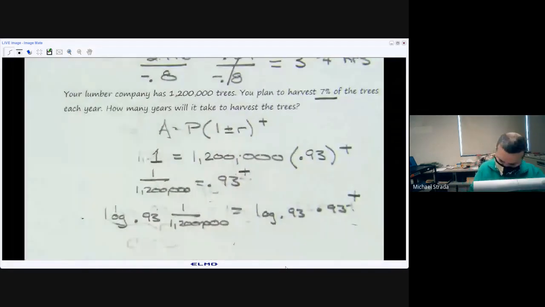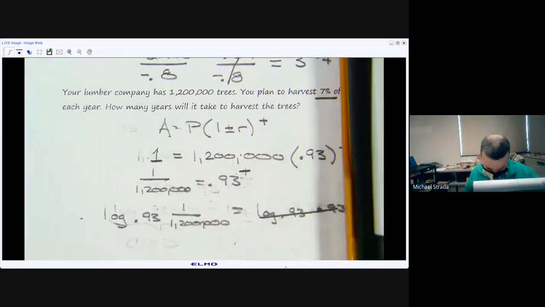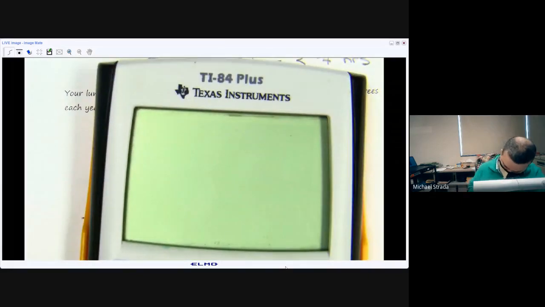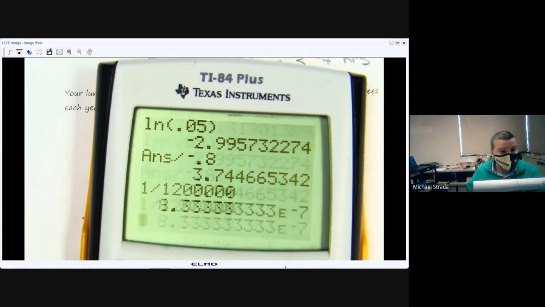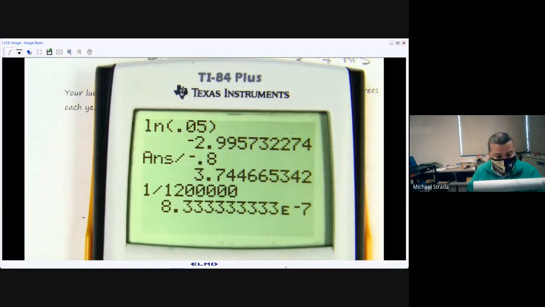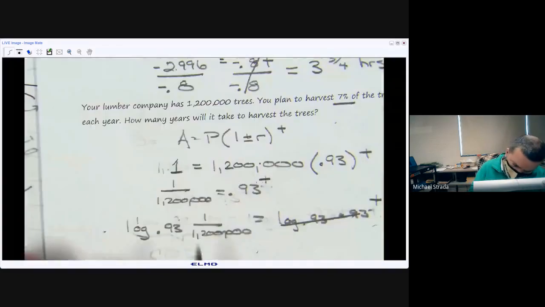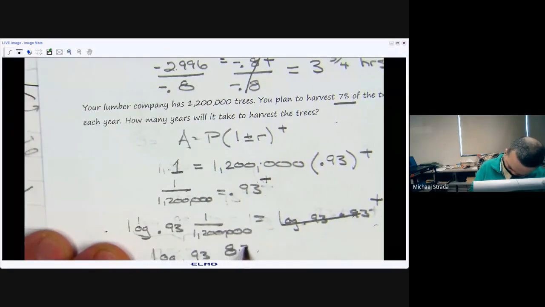On the right-hand side, of course, it will cancel out. If I go to my calculator and do the log 0.93 of 1 over 1.2 million, I would start by putting in the 1,200,000. Like I said, it'll give it to you in scientific notation, but it's not a big deal. So we're doing the log of 0.93 of 8.3 times 10 to the negative 7.